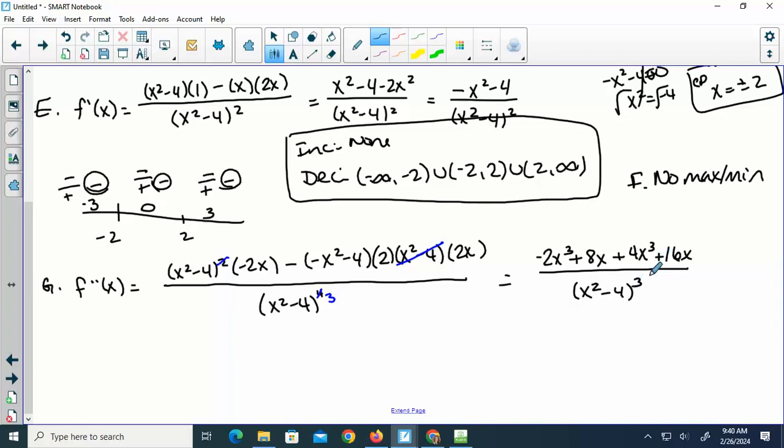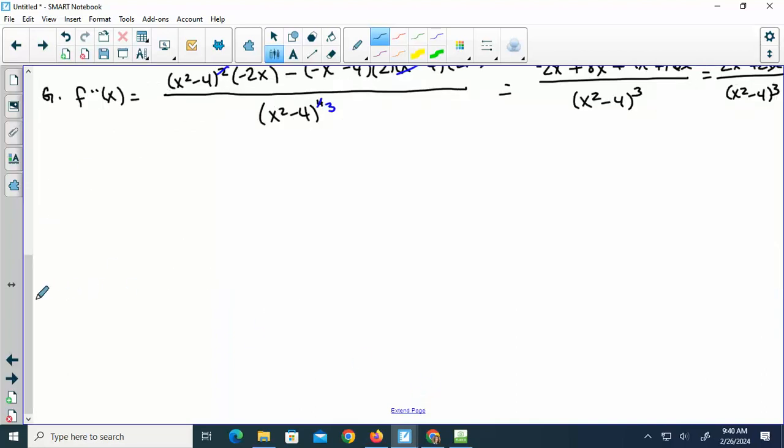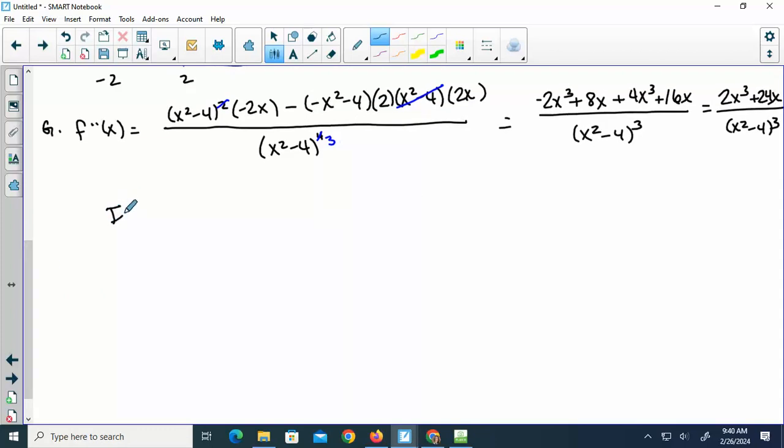So far, have you guys gotten this one right? You did okay on it? So we get 2x cubed plus 24x over x squared minus 4 cubed. So inflection points. We know when the denominator is 0, so we have the plus or minus 2. If you set the top equal to 0, you could take out a 2x. Does x squared plus 12 ever equal 0? It would be imaginary, so that doesn't count. But 2x will give us a 0.